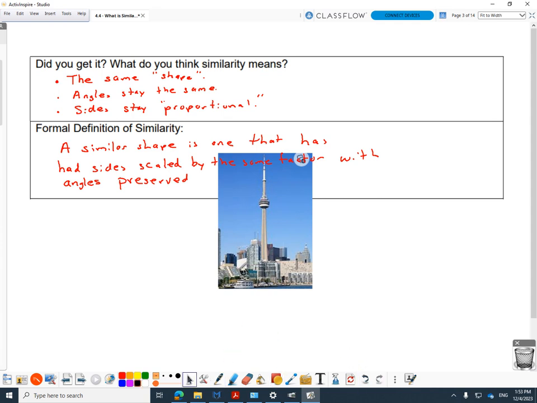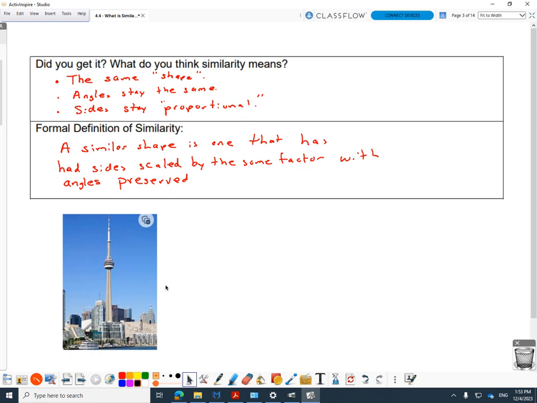Okay, do you see the CN Tower? Is that the actual size of the CN Tower? No! Of course it isn't. I've scaled it down to something I can deal with. But you get the idea of the shape, right? All the angles have been preserved. It's proportional. Yeah? Shows that it's a long way up to that center one.